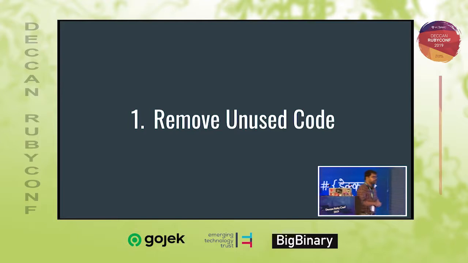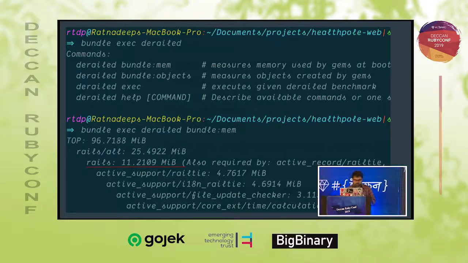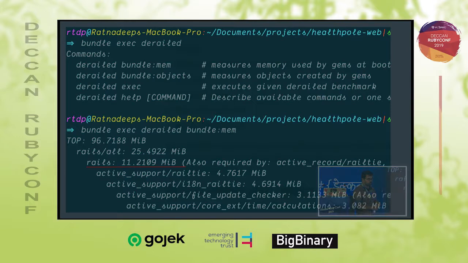So the first way to reduce the memory usage is to remove unused code. How genius that is, right? But let's have a look at why. This is one example where you could run derailed, which is a gem that is used for benchmarking the amount of memory being used by the gems. As you can see, there are commands available at the top. bundle mem you can use to measure the memory used by the gems, and the second is bundle objects to measure the objects created by the gems.